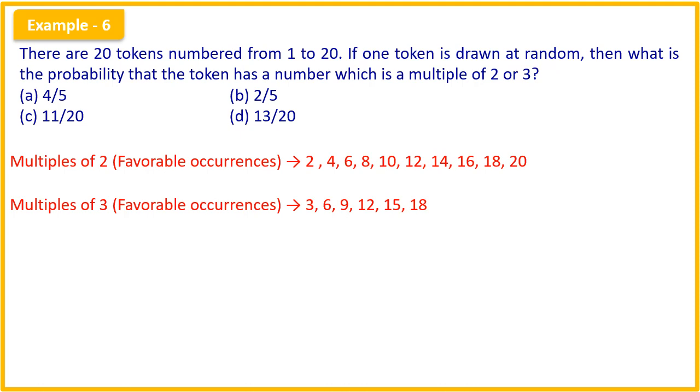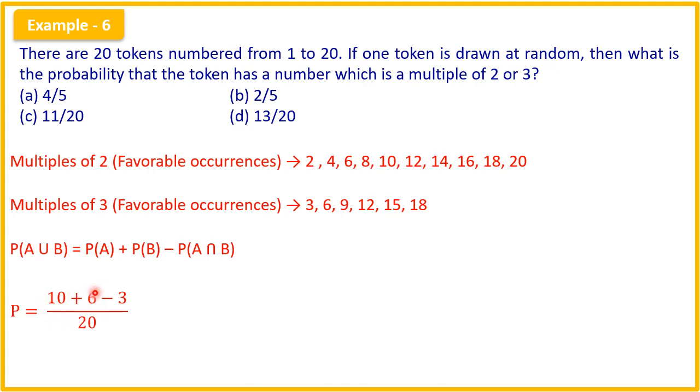6 favorable numbers. Now, what is asked? The probability that the token has a number which is a multiple of 2 or 3. Means we want to find out the probability of A union B. So we will apply this theorem here like this. So there are 10 numbers which are in favor, which are all multiples of 2. There are 6 numbers which are favoring us, which are multiple of 3.